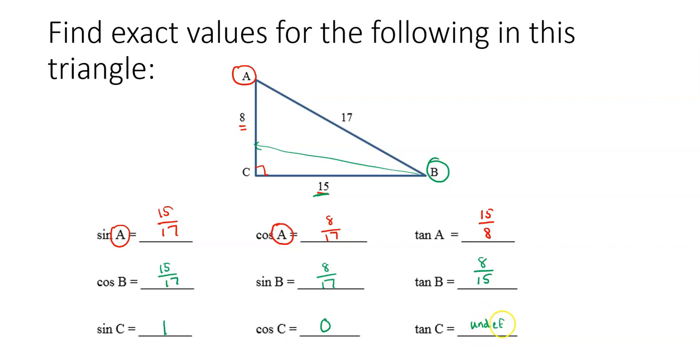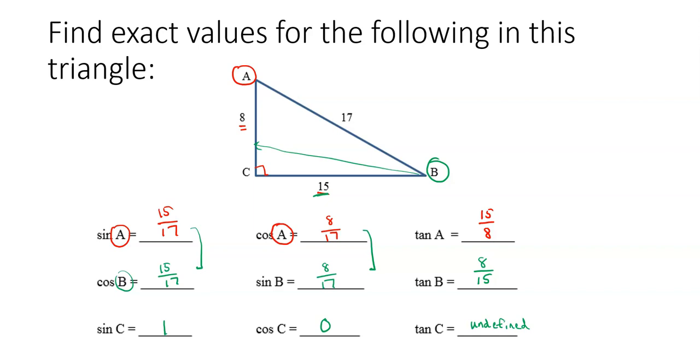And so we're just going to say that it's undefined. Now you notice the way that I set this up. The sine of angle A and the cosine of angle B turn out to be the same number, right? They're both 15 over 17. The cosine of A and the sine of B are the same thing, and the tangents of the two are just reciprocals, right? We flip them over. It has to do with the fact that A and B are complementary angles.